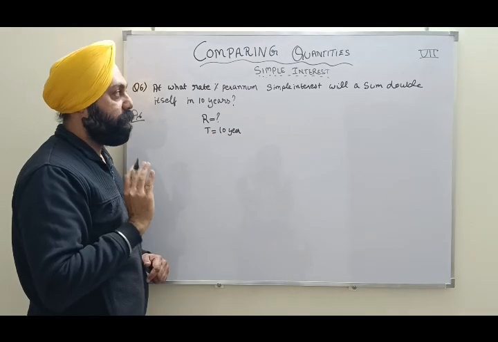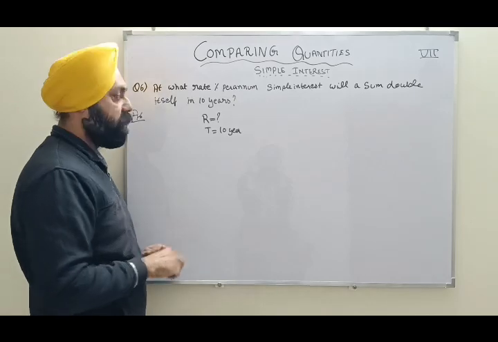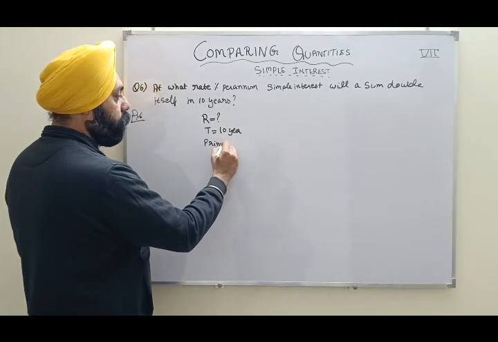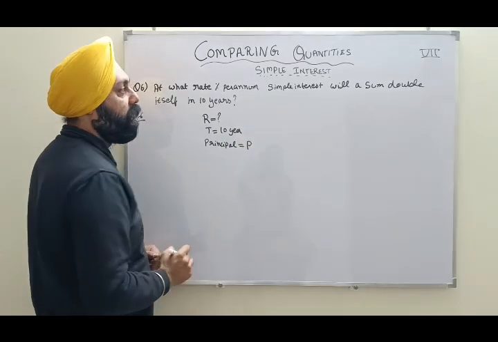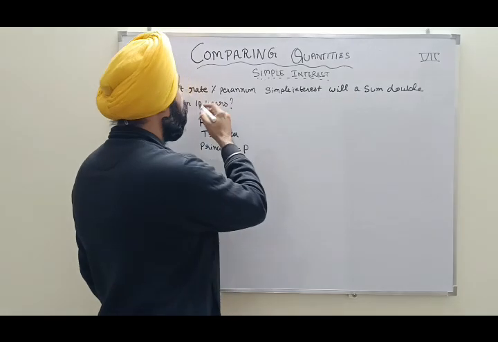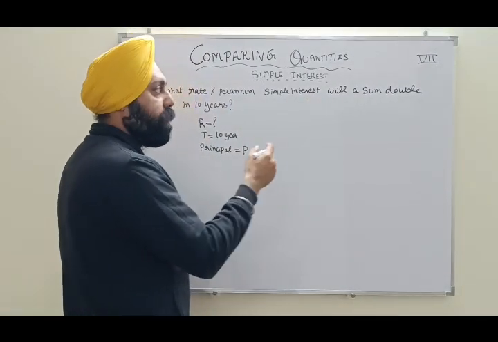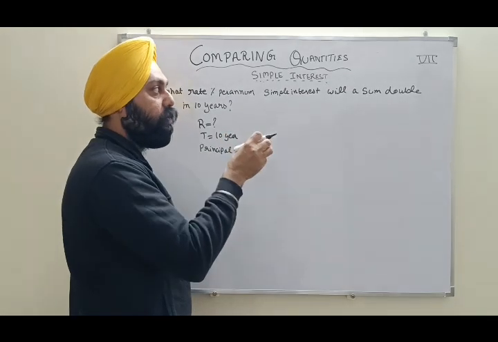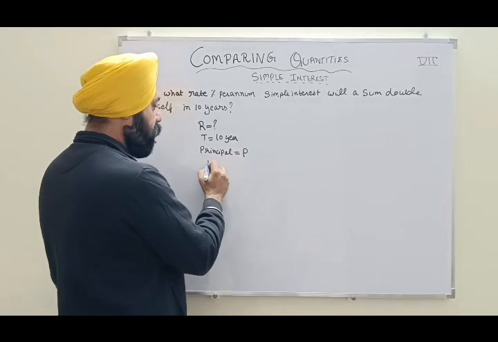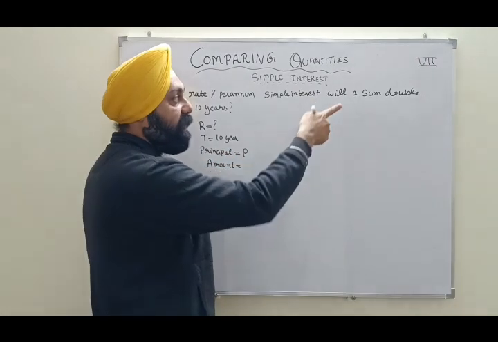Now neither the simple interest is given, nor the sum, nor even the amount. So what we can do is let the principal be P. Now the sum doubles itself in 10 years. Sum doubles itself means whatever is more than the principal is always taken as the amount. So in this question, they are saying that the sum doubles itself.